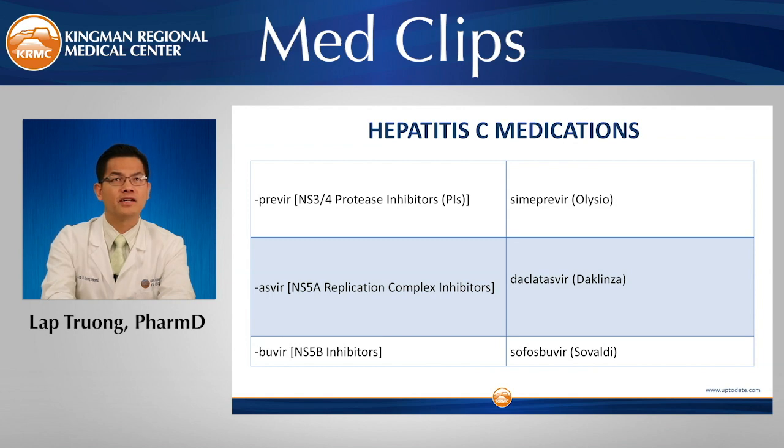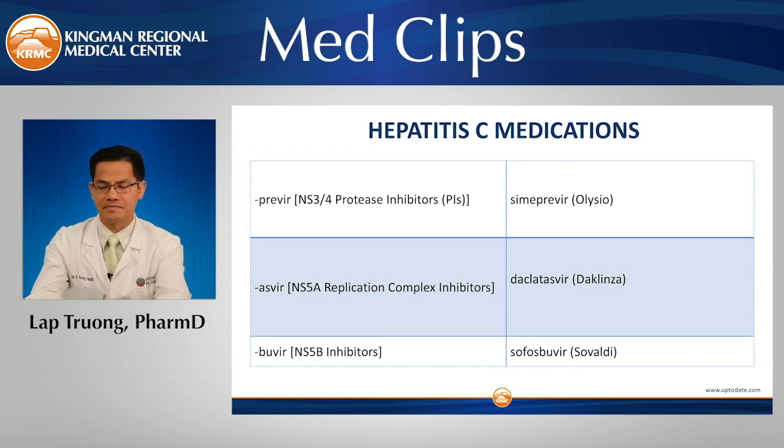So start out with the top one is Prevnar, one of the protease inhibitors, meaning it inhibits the enzyme making process of the virus life cycle. Second one ends with ASVIR. Also, this will inhibit the replication of a part of the life cycle of the virus C. The third one is BUVIR, that's the ending of the medication. Again, as an inhibitor or stop the replication cycle of that virus.